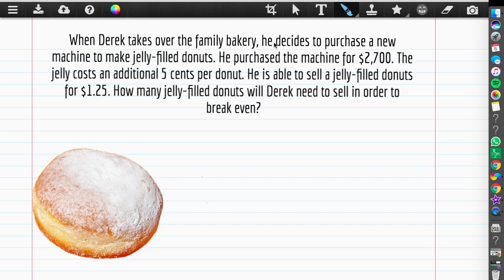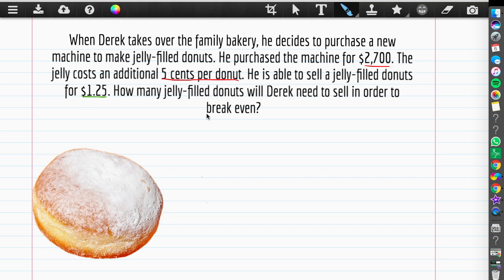As I'm reading this problem here, I'm noticing there are lots of different money amounts, but they're representing different things. So this $2,700 and this 5 cents per donut are both representing expenses towards the business, an amount that the business is going to have to pay in order to get the product on the shelf. Now this $1.25 that Derek is able to sell a jelly-filled donut for is an amount that the customer is going to be paying to the business. So that would be more like a profit.